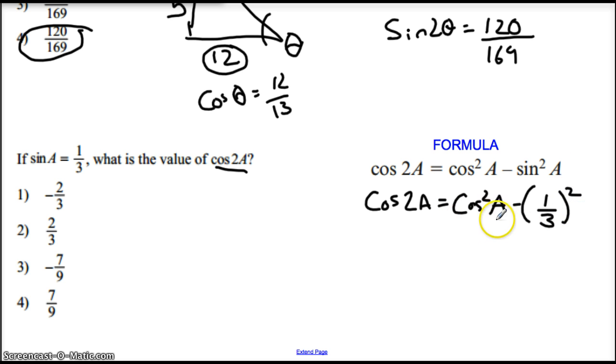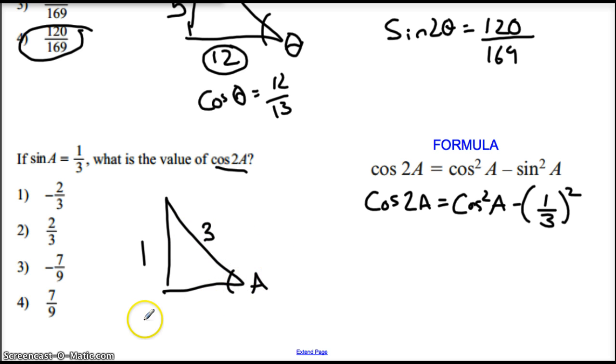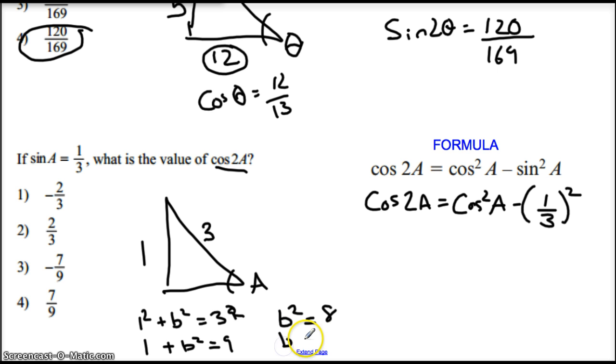So this is 1/3, and don't forget the squared. Now, as usual, I have to find out what cosine squared A is, or just cosine of A. So we draw our triangle. We say that this is A, right? It's opposite over hypotenuse. And we have to find this third side. Now, this isn't a special triangle. We can't do anything fancy here, so we're going to have to go back to the Pythagorean theorem. And this is 1 squared plus b squared equals 3 squared. 1 plus b squared equals 9. If we do this correctly, we should get b squared equals 8. And that would mean if we take the square root, b equals the square root of 8. Okay? So now we know this is square root of 8.